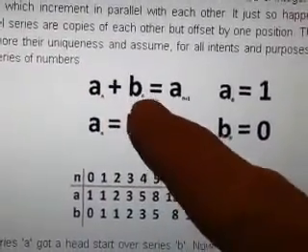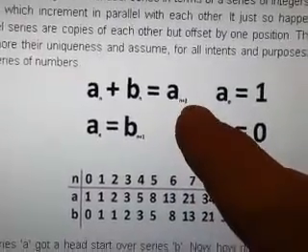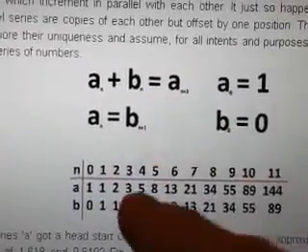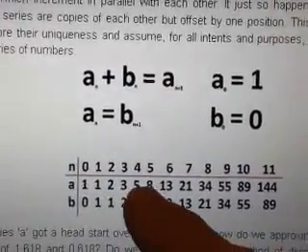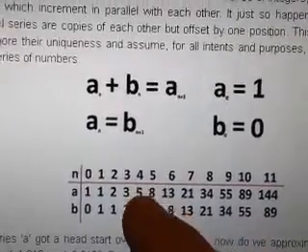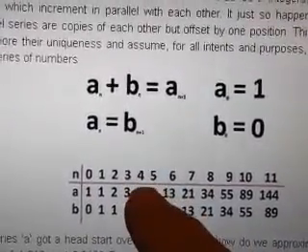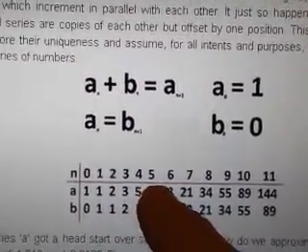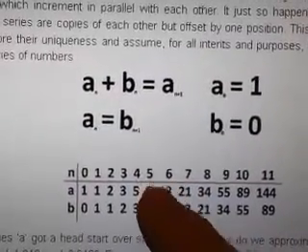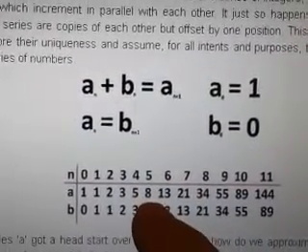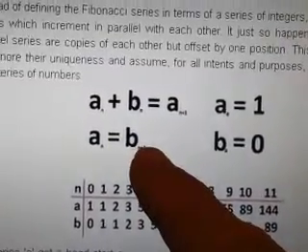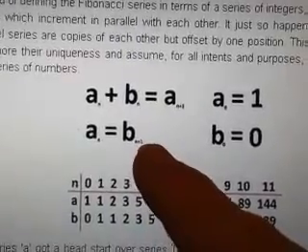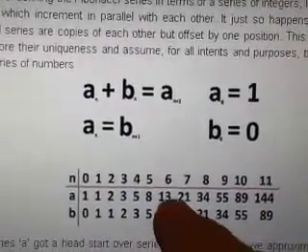So A sub n plus B sub n equals A sub n plus 1, in other words, the next A. I don't do it the normal way everybody else does, like add 2 to 3 to get 5. I add 3 to 2: the 3 of A in the third position and the 2 of B in the third position to get the 5, which is the A in the fourth position. And then I carry the A down to get the next B: A sub n equals B sub n plus 1, the next B in the series.